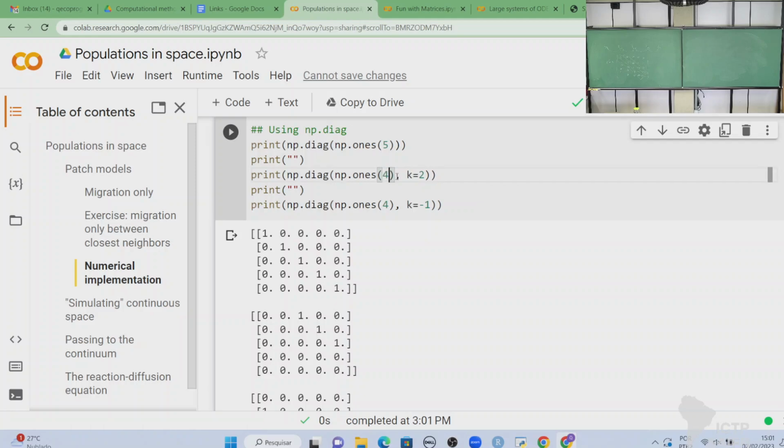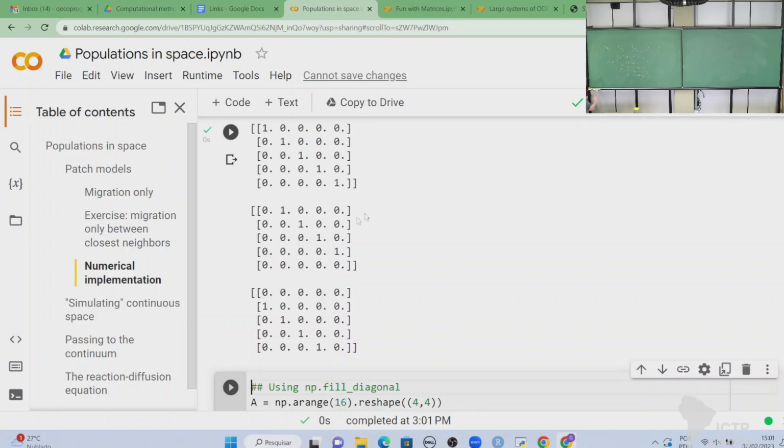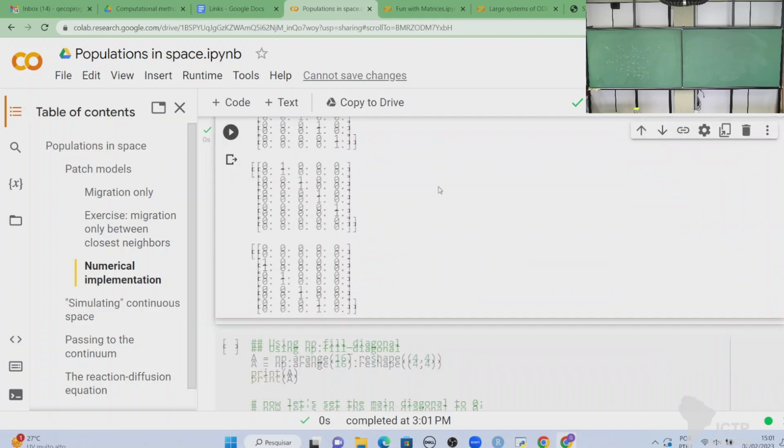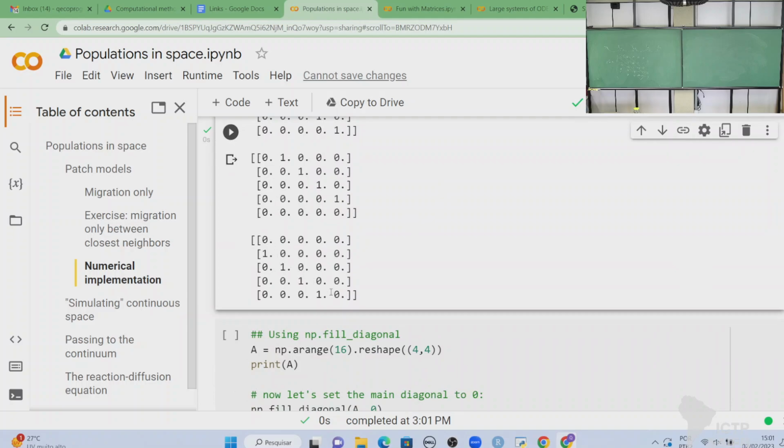And then this is the same for diagonals below the main diagonal. The difference now is that k is counted in the negative, okay? So the diagonal just below the main diagonal has k equals -1, okay? And then this is exactly what shows here, okay? Yeah, questions? Is it clear how diag works?